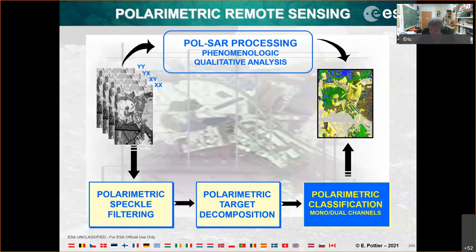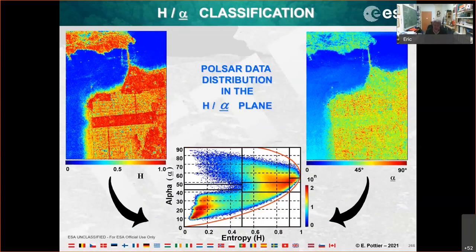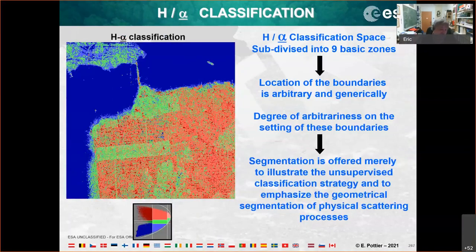Okay, so let's start with the classification. Yesterday we saw the first step of this classification. Remember, this is what we did with Cloude in 1995. The idea was to use both entropy and alpha parameters and to project these two pieces of information in a plane, what we call the entropy-alpha plane. We separate this plane into nine areas, but one is not physical, so eight areas. Like that, we can discriminate different canonical scattering mechanisms. And if we assign a color to each of these areas, it's possible to get this unsupervised segmentation.